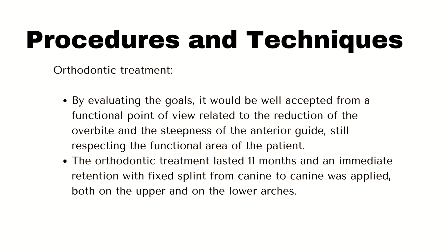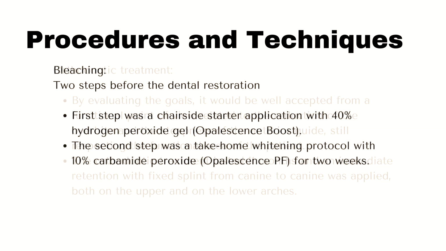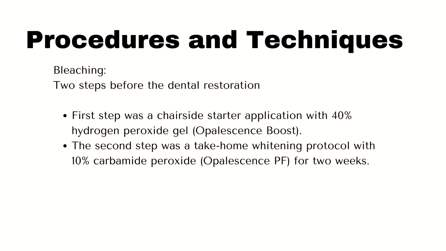The orthodontic treatment only lasted for 11 months, and immediate retention with a fixed splint from canine to canine was applied, on both the maxillary and the mandibular arches. Procedures and techniques of bleaching. Basically there are 2 steps before any dental restoration. The first step was a chairside starter application using 40% hydrogen peroxide gel. The second step was a take-home whitening protocol, basically 10% carbamide peroxide for only 2 weeks.